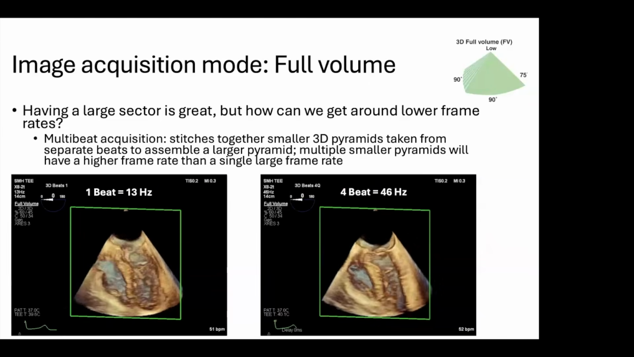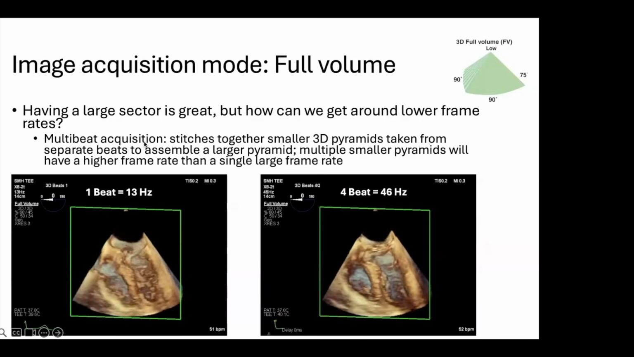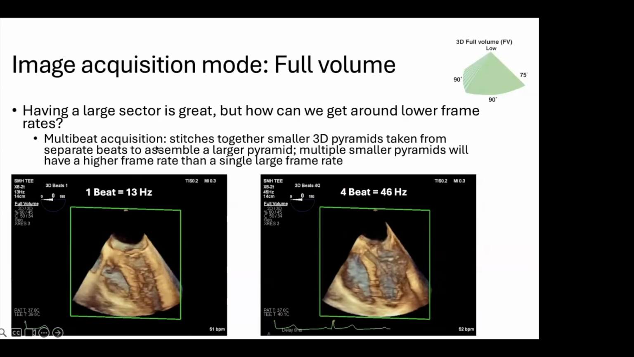Now, as I said, one of the problems with this is that, because it's a larger sector, the frame rate tends to be lower. So with a full volume, we had more data. This went down to 13 hertz. When we did the 3D zoom, it was more like 20 hertz or so. So you lose frames by having more data within it.